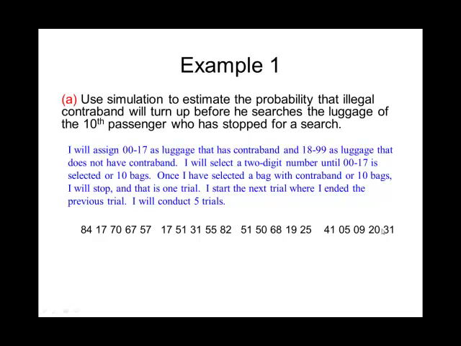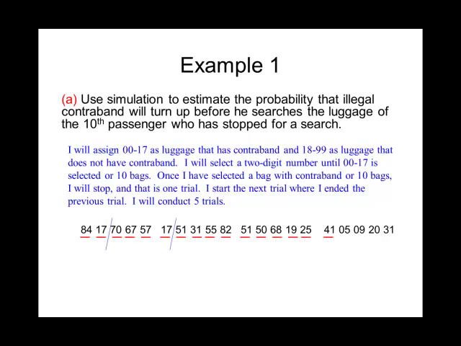So in our first row of random digit tables, I've got 84, which is no contraband, and then 17, which is contraband. So since I have selected a bag with contraband, I will stop. So I have done 1 trial, and I have found contraband within the 10 bags. In my second trial, I'm going to start where I left off. So I have 70, 67, 57. So there's 3 bags that have no contraband. And then 17 came up again. So again, I have found contraband. So there's my second trial.